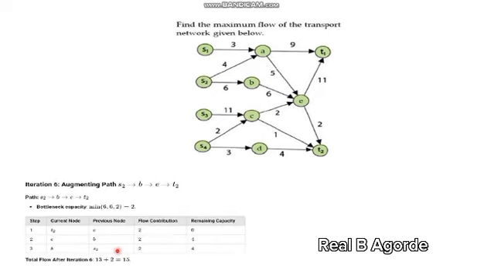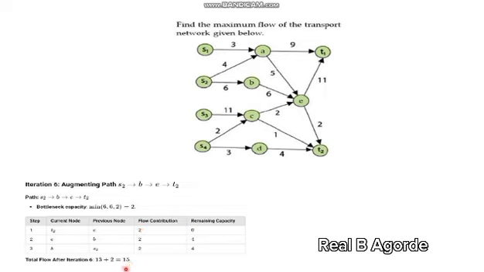So in the final iteration, the augmenting path is node source 2 to node B and to node E and to node sync 2. The bottleneck capacity is minimum 6, 6, 2, so it equals 2. So the flow updates: node source 2 to node B, 2 units used, so 4 remaining. Node B to node E, 2 units used, so 4 remaining. Node E to sync 2, 2 units used, so 0 remaining.